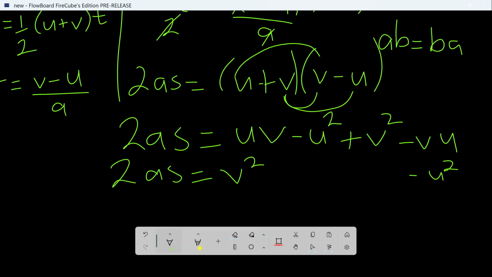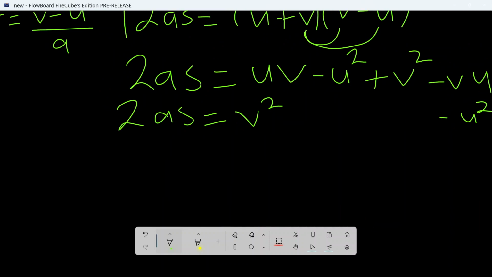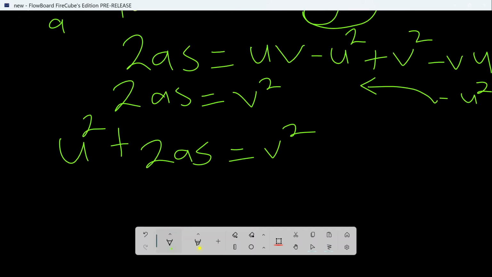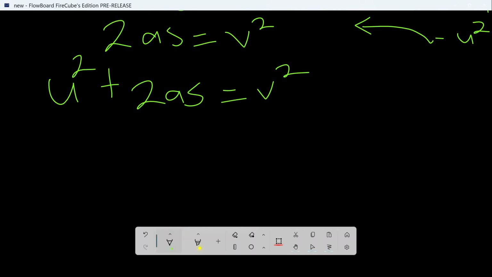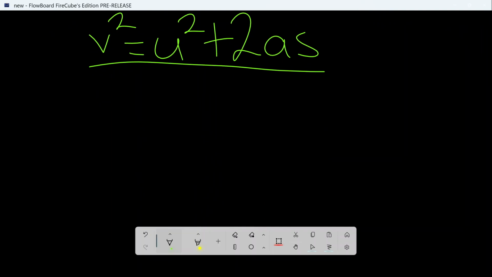So what we're going to do for this is that we're going to move the u squared to the other side, where it will become a positive. So we'll have 2as is equal to v squared, and then we're going to get this u squared and take it to the other side, and it becomes positive u squared. So our final equation will be v squared is equal to u squared plus 2as. That will be the final equation. Now I'll just write down all the equations just for memory. v squared equals u squared plus 2as.